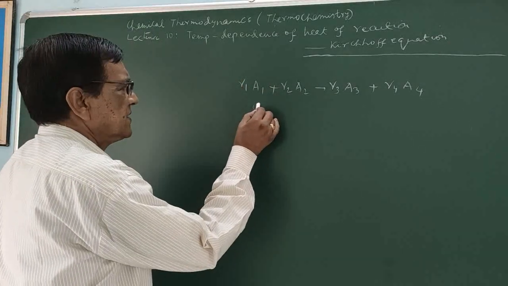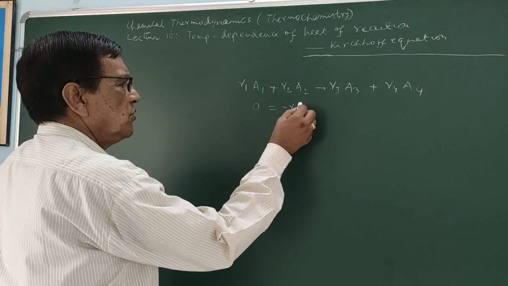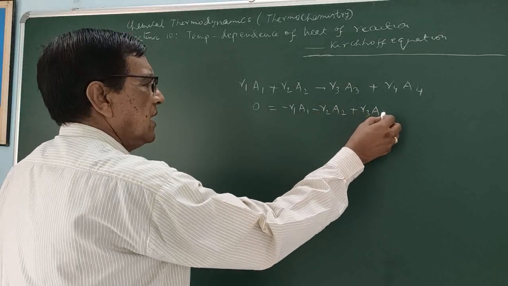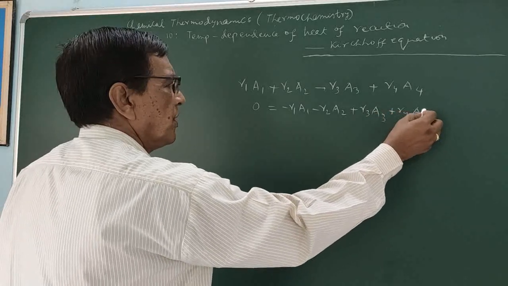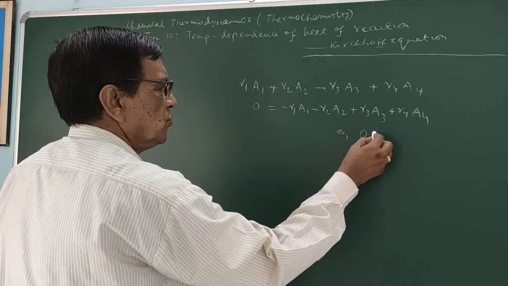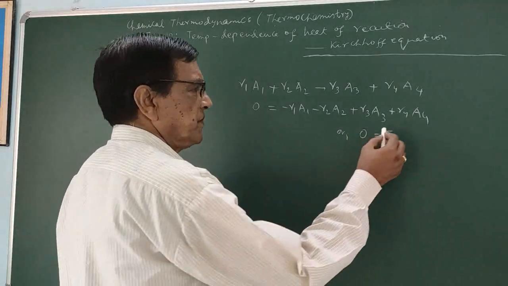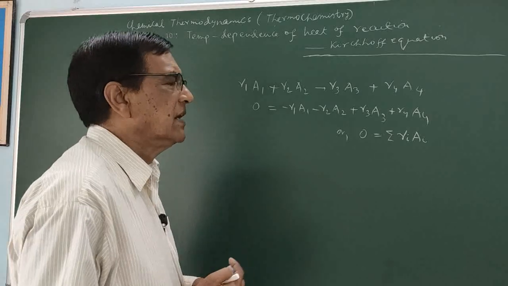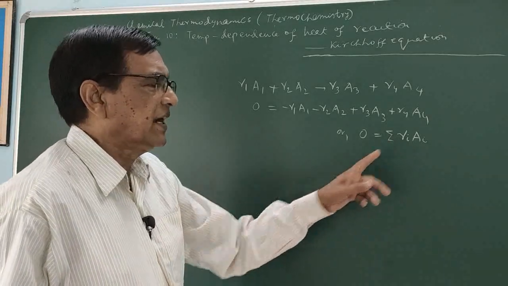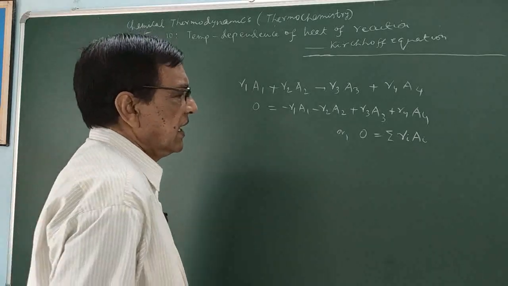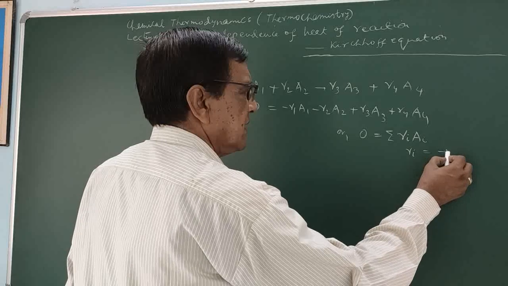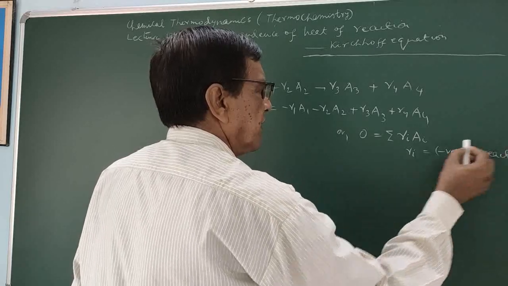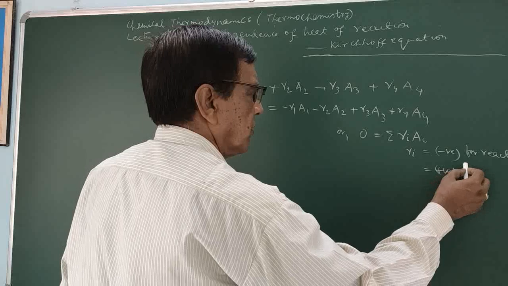So this could be written as 0 equal to minus nu1 A1 minus nu2 A2 plus nu3 A3 and plus nu4 A4, or we can write 0 equal to summation of nu I and AI, AI the ith reacting component, and nu I its stoichiometric coefficient. And this nu I is negative for reactants and positive for products.